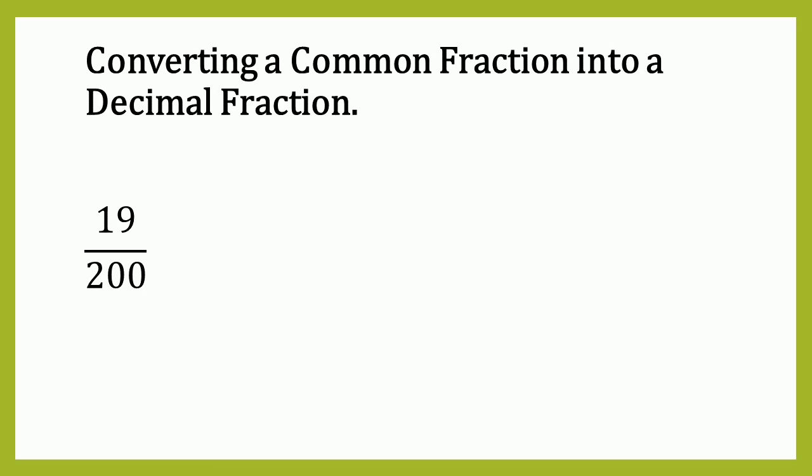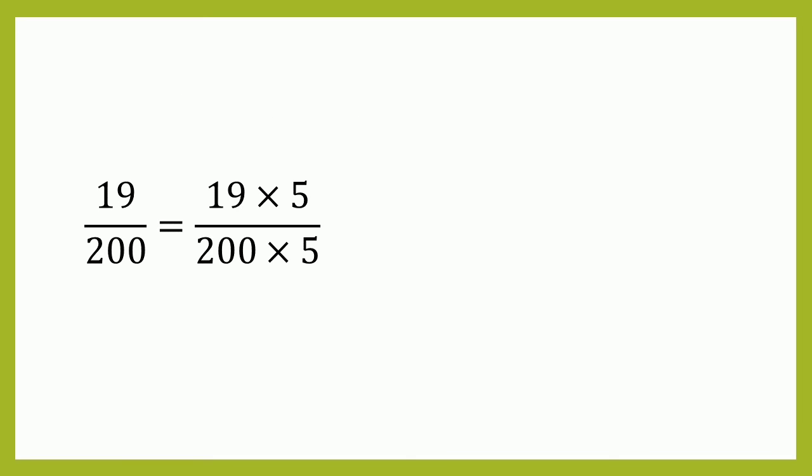Now let's see one more problem. Convert a common fraction into a decimal fraction. So in this case, the denominator is 200. So to convert 200 into 1000, we will multiply the denominator 200 by 5. So we have to multiply the numerator also by 5. So we will get the answer 19 into 5 is equal to 95 upon 1000.